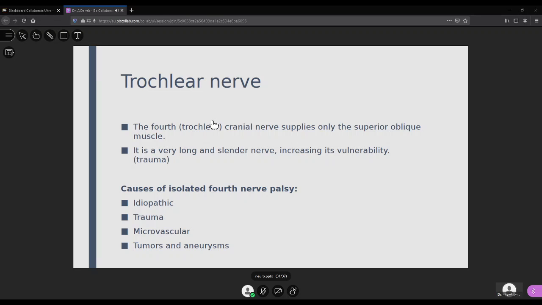عندنا trochlear nerve اللي هو الفورث cranial nerve which will supply only the superior oblique muscle. It's very long and thin nerve, increasing its vulnerability for what? For trauma. So it's one of the most common nerve damage after trauma. Causes of isolated fourth nerve palsy: it can be idiopathic, it can be trauma, which is one of the most common causes for the fourth, microvascular, tumors and aneurysms.